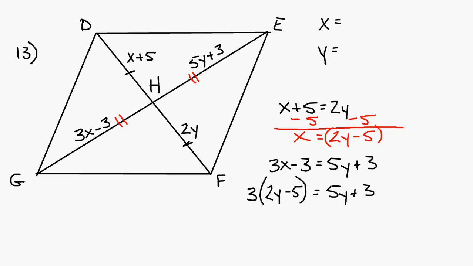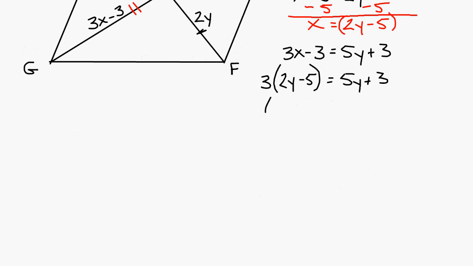So do the distributive property. So 3 times 2y is 6y minus 15 is equal to 5y plus 3. So what did you do? I did 3 times 2y, which is 6y, and then 3 times negative 5, which is negative 15. Distributive property. Don't do the variables first. You can't move the variables yet, because you want to do the distributive property first.